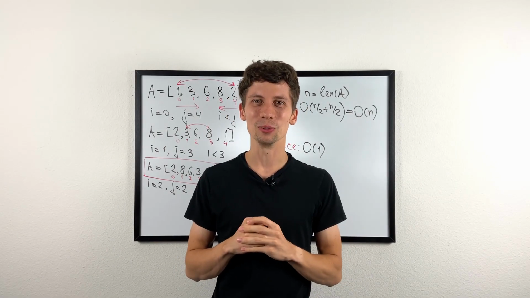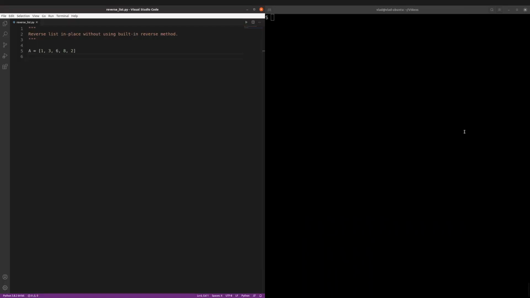Now, let's write some code. Here we have an array of integers a: 1, 3, 6, 8, 2. Let's write a function reverse that will take this array as an argument and reverse it in place. Here we have our function reverse. As you remember, we need to track our movement from the left and from the right. On the left we'll have variable i that will be equal to the index of the first element, and that's 0. And on the right we'll have variable j that will be equal to the last index, and that's length of our array a minus 1.